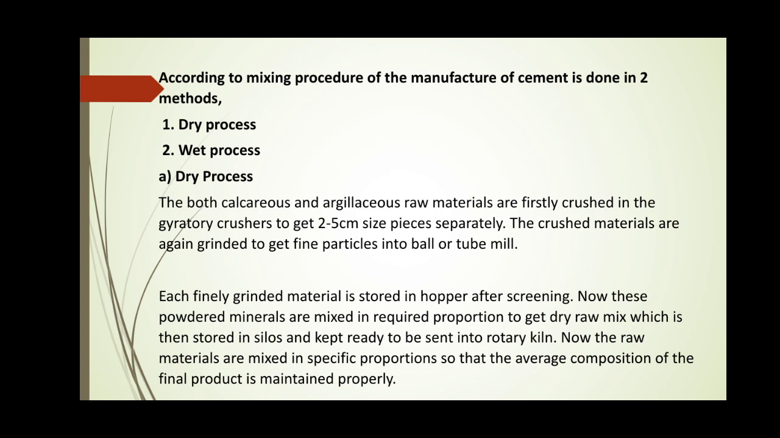Each finely ground material is stored in a hopper after screening. Now these powdered minerals are mixed in required proportion to get the dry raw mix, which is then stored in silos and kept ready to be sent into the rotary kiln. The raw materials are mixed in specific proportion so that the average composition of the final product is maintained properly.